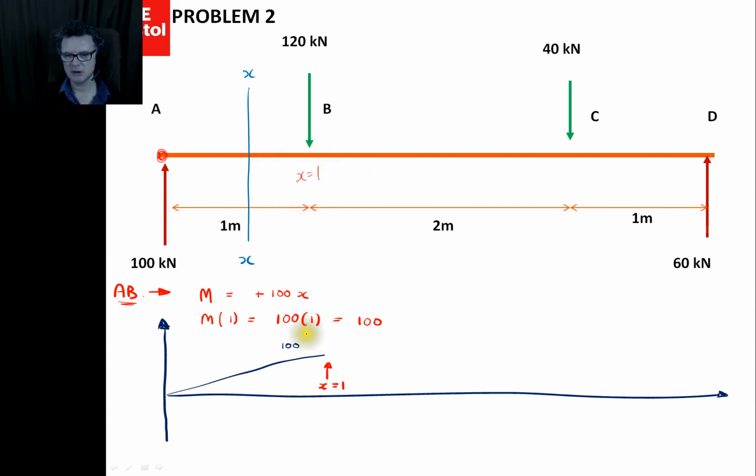So I'm going to substitute x equals 1 into my equation, so that gives me m, open bracket 1, and that will give me 100. So that's what I'm going to plot. So I'm plotting 1, 100.